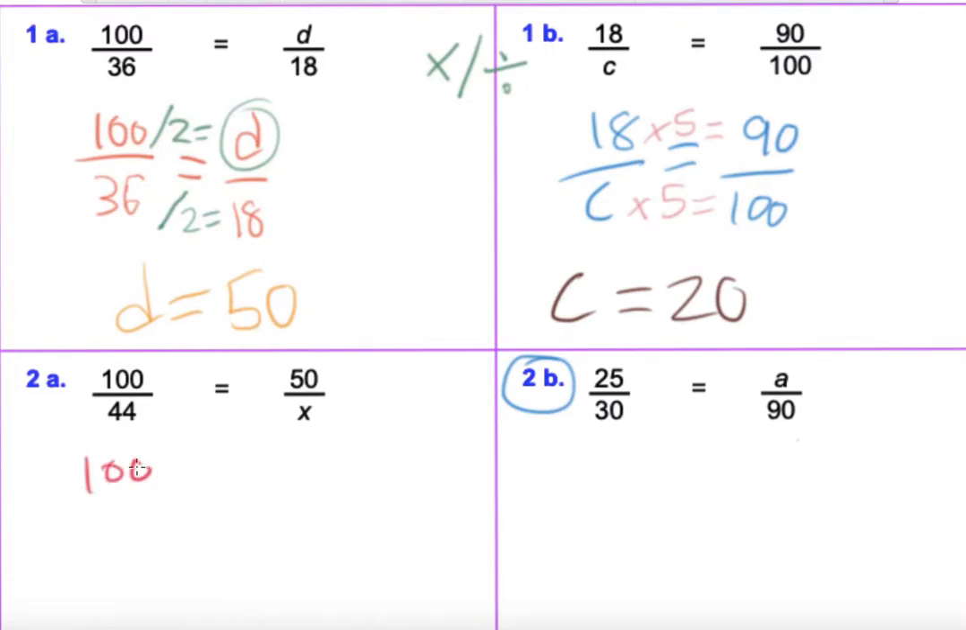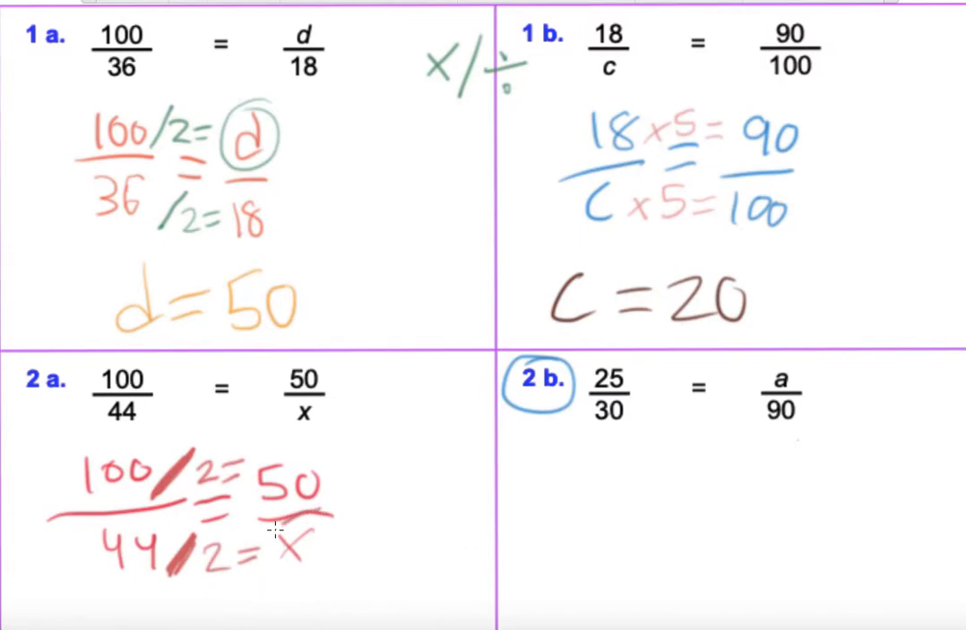So we have 100 over 44 is equal to 50 over x. So 100 divided by what gives us 50, or 100 times what gives us 50. We know we can't multiply, so we need to divide. So 100 divided by 2 is equal to 50. So we're going to do the same thing here. 44 divided by 2 is equal to x. So we're going to find out x.